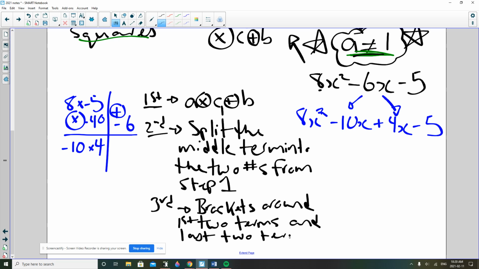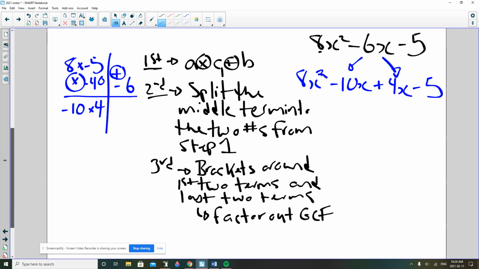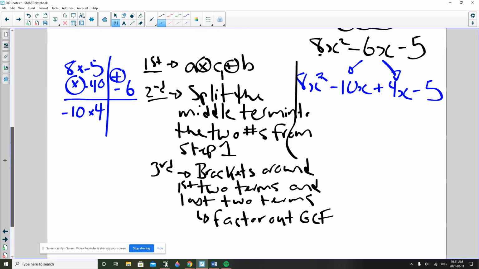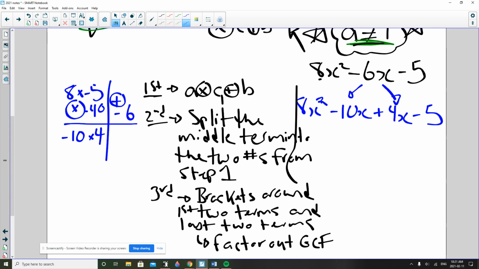And then I'm factoring out a GCF. Sorry, my writing's probably pretty messy. I'm just writing on the screen with my finger. So brackets around the first two terms and the last two terms. So I just group them together. And then I'm going to remove a greatest common factor from each of those.